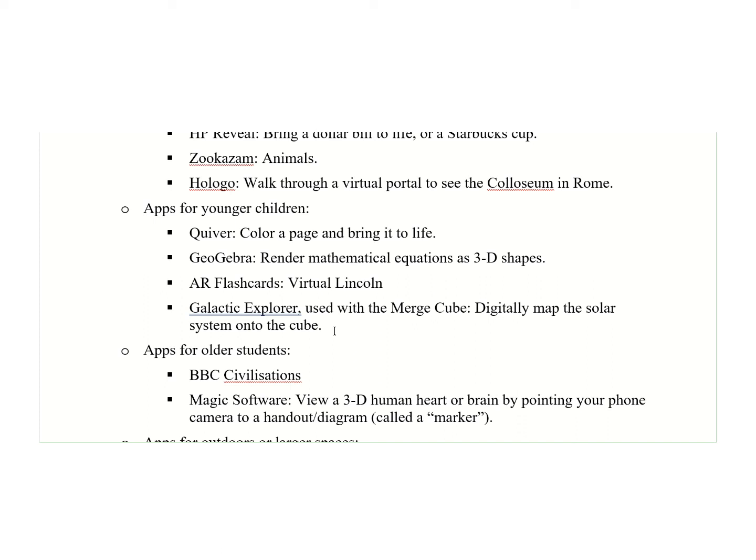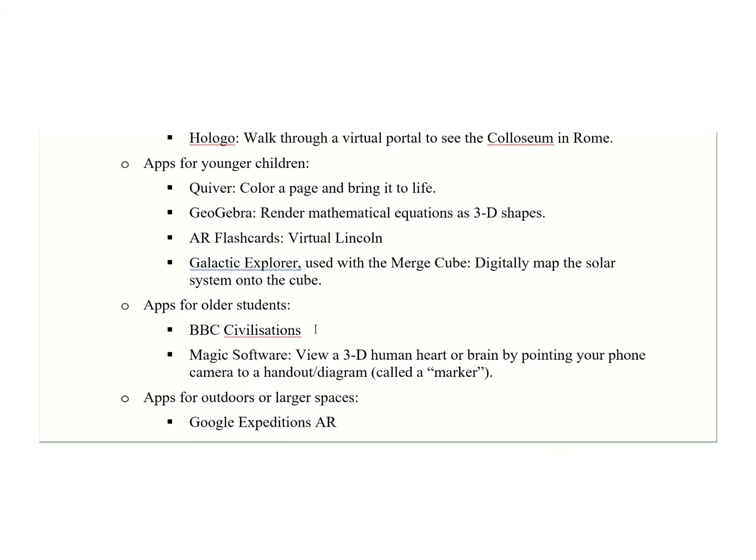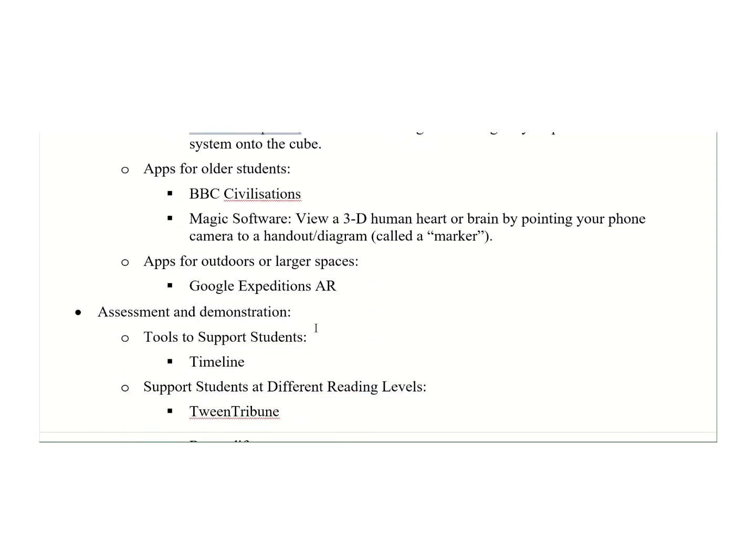We looked at the Merge Cube, in which we digitally mapped the solar system onto a cube so our students could manipulate it and move it around and experience it. We looked at apps for older students. We looked at civilizations, where we found different museum-type artifacts that would appear in our reality. And then we looked at the human heart, using a marker, which was a handout of the human heart, and that was by Magic Software.